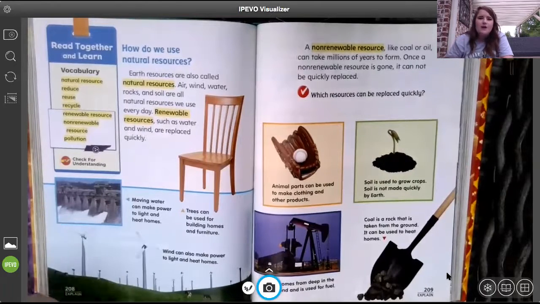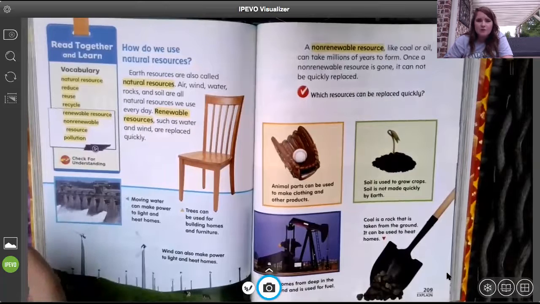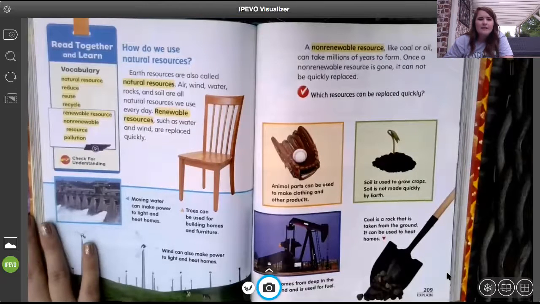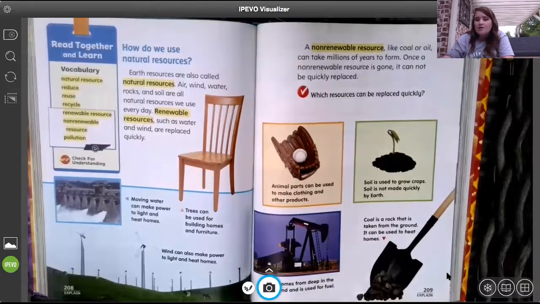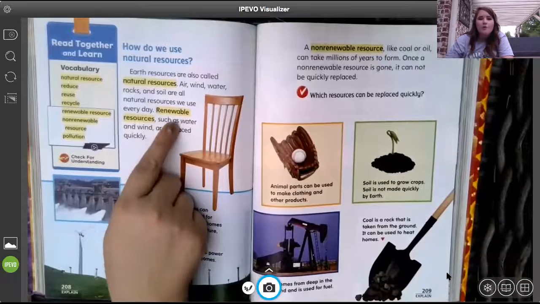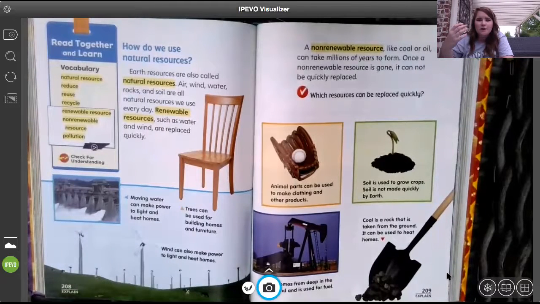Earth's resources are also called natural resources. Air, wind, water, rocks, and soil are all natural resources that we use every day. Renewable resources such as water and wind are replaced quickly. So that's one of our highlighted words. It's very important we have a renewable resource. All of these things that we talked about are natural resources because they're created by the earth. We're not making them. We don't make rocks. We don't make air.